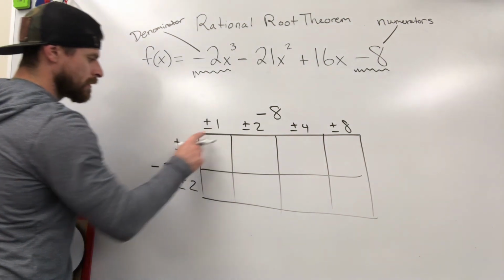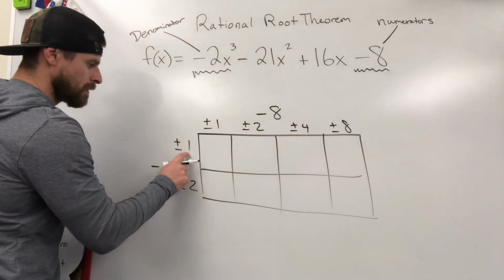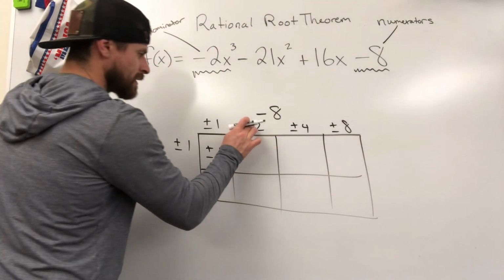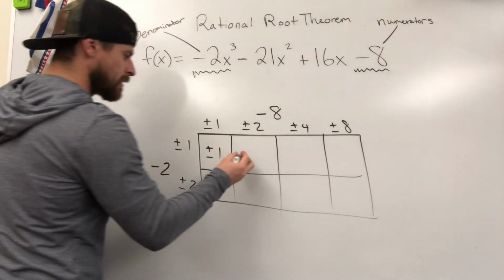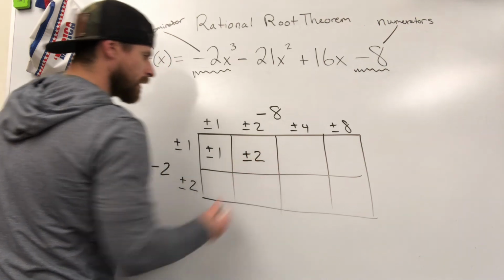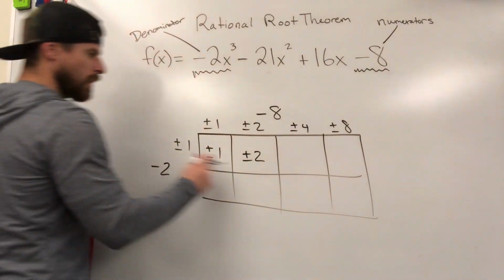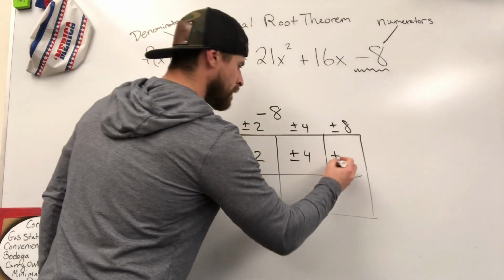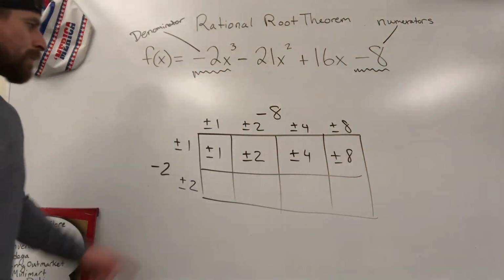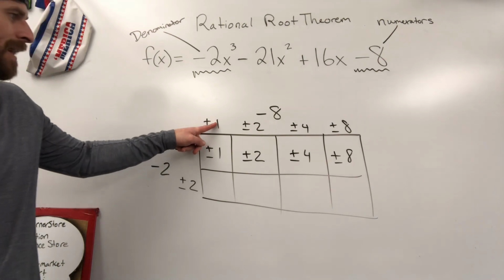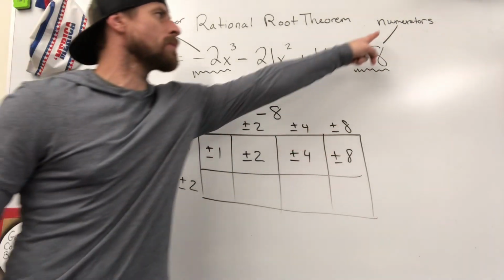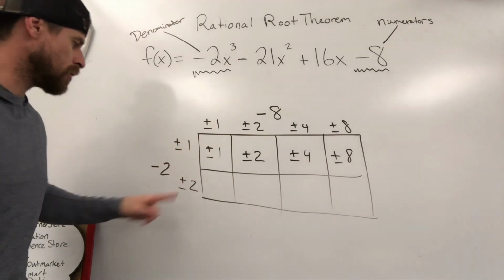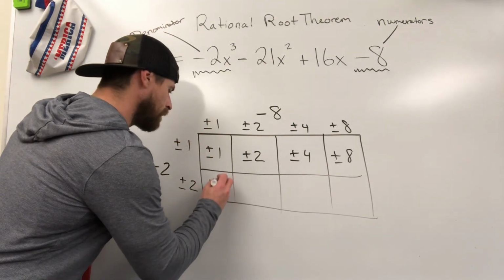Positive or negative 1 over positive or negative 1 is just going to be positive or negative 1. 1 divided by 1 is 1. Now we're taking a 2 over a 1, so we're going to get positive or negative 2 there. A 4 over a 1, that's going to be positive or negative 4. 8 over 1, you get it. Okay, but now we're taking 1 and putting that value, remember these values are our numerators, these values are our denominators. 1 over 2, so that's positive or negative 1/2.